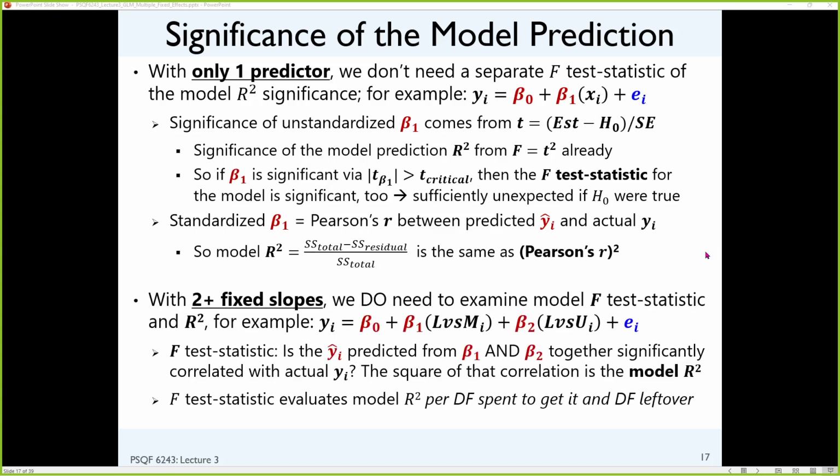So in our current situation, we have two slopes. We can't just look at the T for either of them and talk about the model as a whole, because those two slopes create three different differences, and the model could be significant for any one of them, or all three.